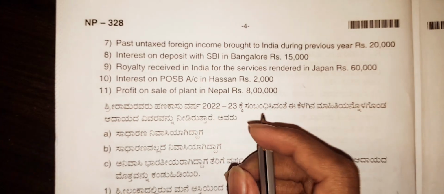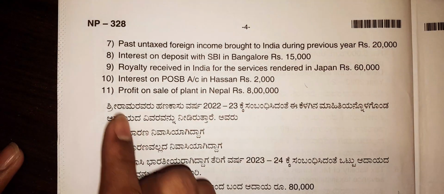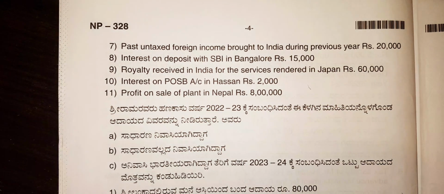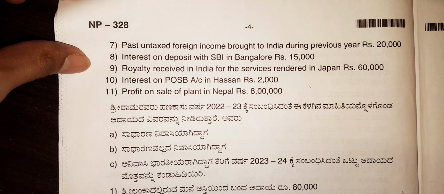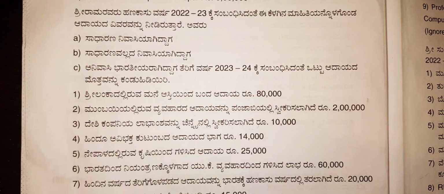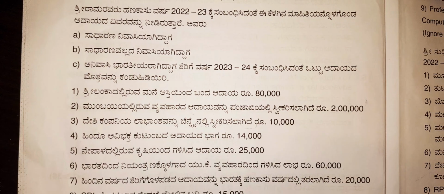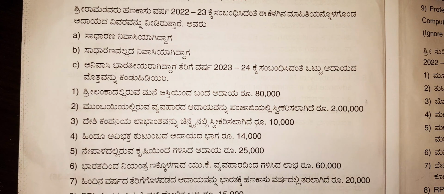So this is again a continuation of incidence of tax. Total 11 transactions they had asked. You need to find out whether that is Indian income or foreign income, and then tax it at different residential statuses. So this is for Kannada questions. Those students who are answering in Kannada can take the screenshot of this.